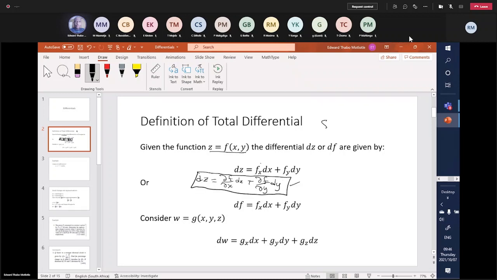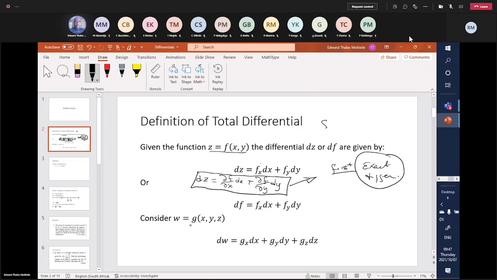Like I said in the previous class, this is very important, especially for next year. This will be your first step when you are dealing with what we call exact differential equations. So you must remember this, or you must refer to your notes next year. You can ask for these notes.